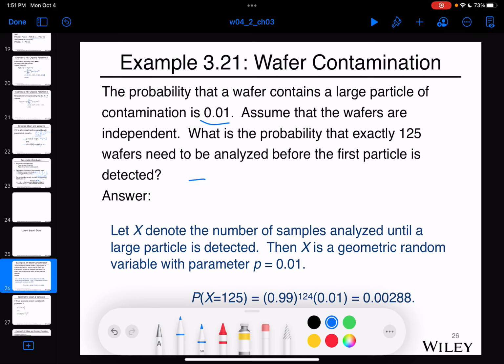And we want to calculate the probability that 1 to 124. So I have a failure in the first trial, failure in the second one, failure in the 124th one, and a success in the 125th one. Right? So we use the geometric distribution and the probability is quite low. Any questions?